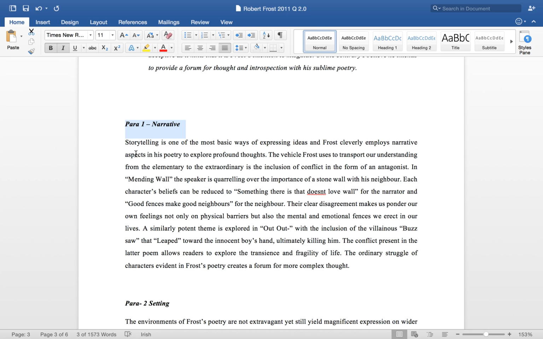I've done this anyway, because even if narrative paragraph 1 wasn't here, I still have the very first word of my paragraph as storytelling, which is narrative. So the examiner is going to know straight away, okay, this paragraph is about narrative, it's about storytelling, and the narrative style of Robert Frost's poetry. So, storytelling is one of the most basic ways of expressing ideas, and Frost cleverly employs narrative aspects in his poetry to explore profound thoughts.